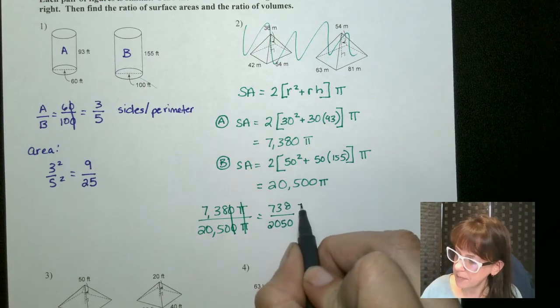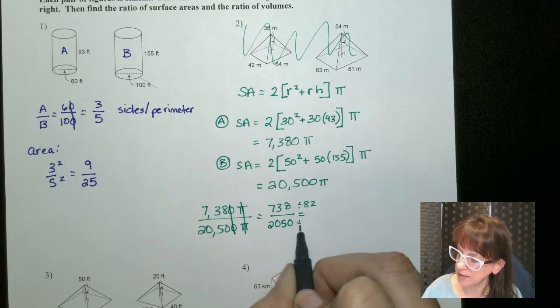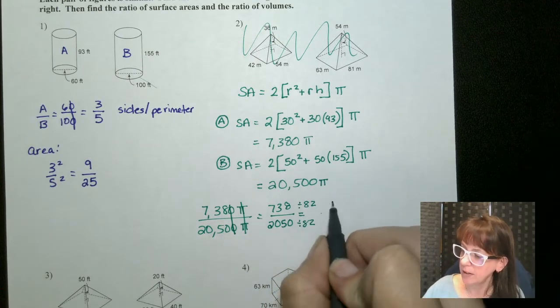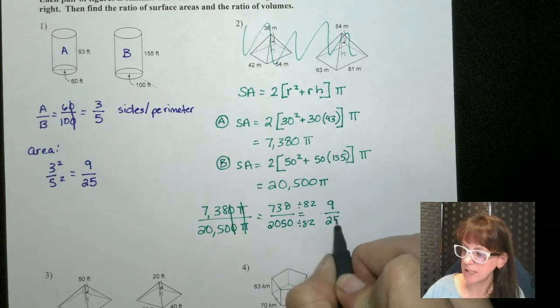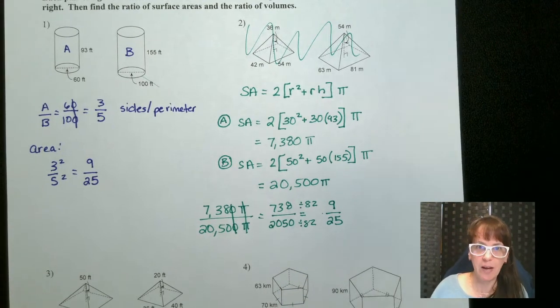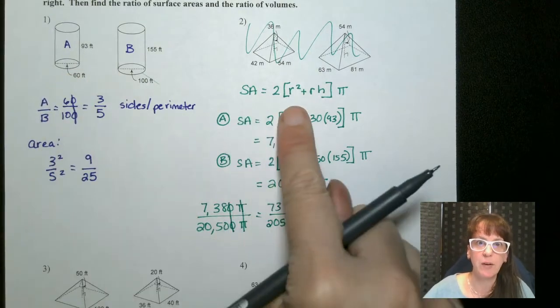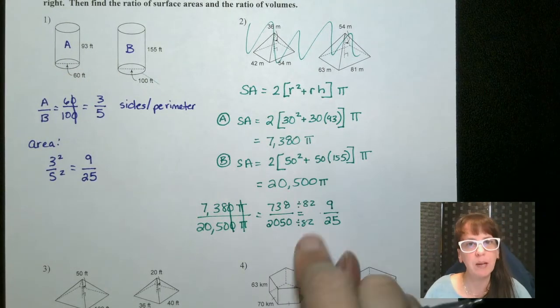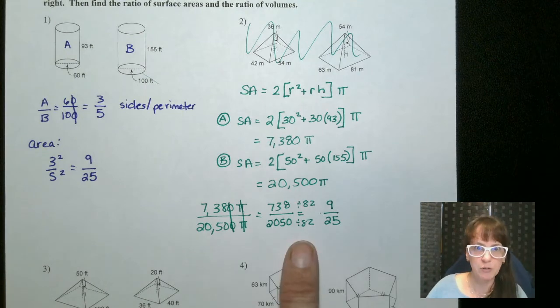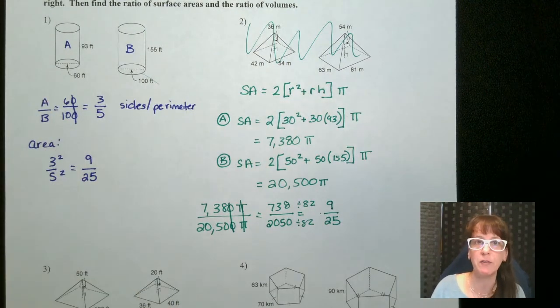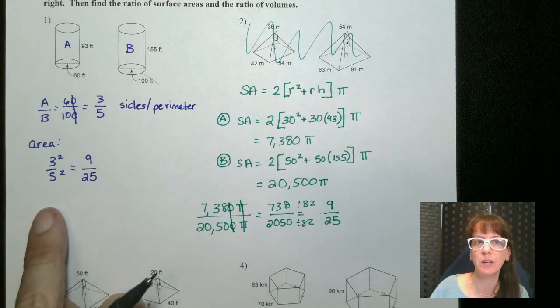oh, we divide by 82. I know it would take a while to get there, but if you divide by 82, we end up with 9 over 25. So then we look at that and you see that's exactly how we got the ratio of those areas, without having to find the surface area of both of them and then compare it and then reduce it down. So this is the long way of doing it, but if you find the ratio of the sides or of like the perimeter of any part of the figure, then you can figure out the area.